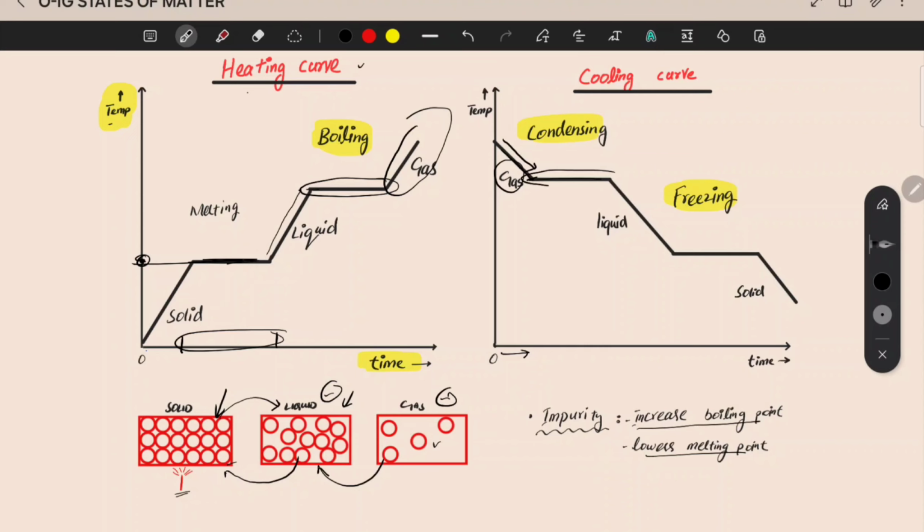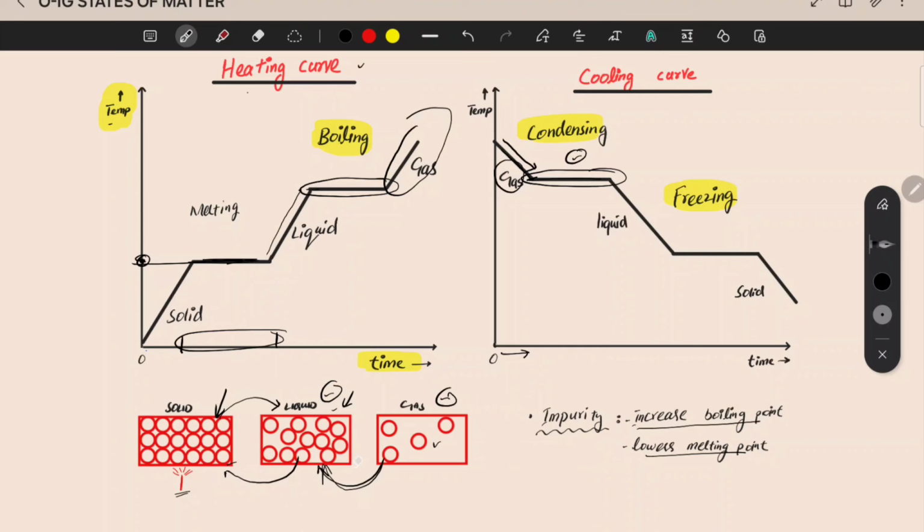At this point the temperature was constant. It means that this is the point where gaseous particles are making forces of attraction with each other, and now they are converting into the liquid state. So this is the point where condensation will occur.